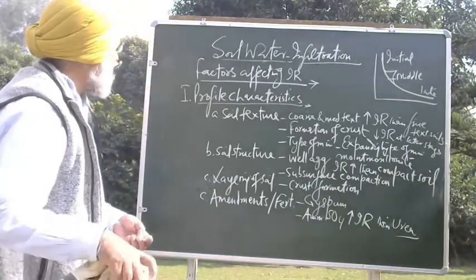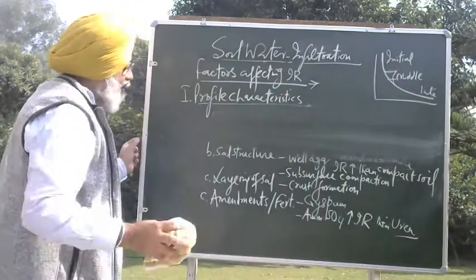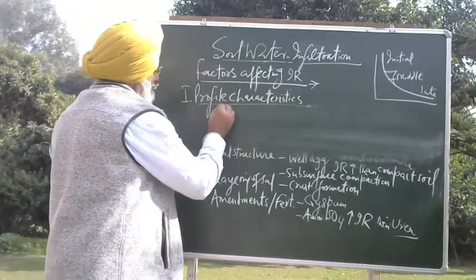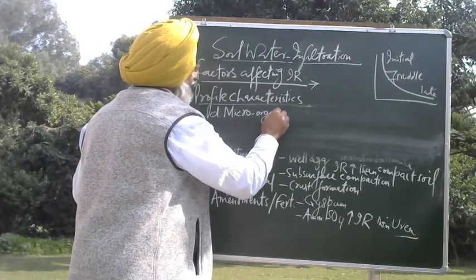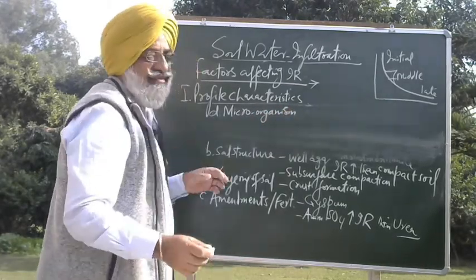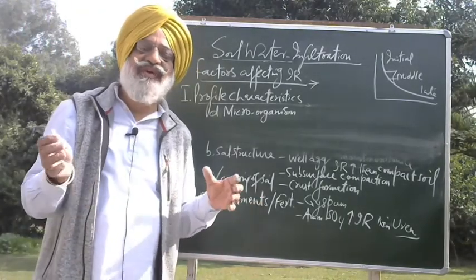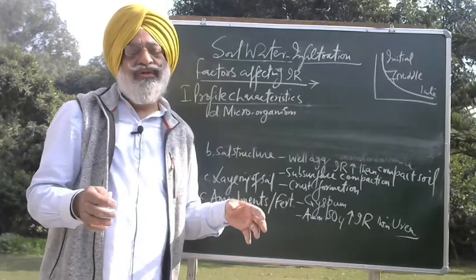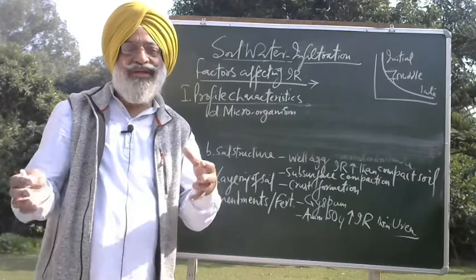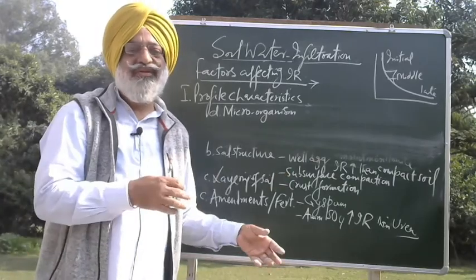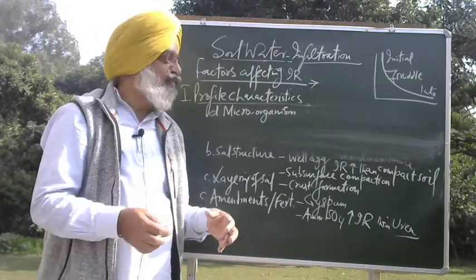Then in the profile characteristics, we have microorganisms. Soil is basically a habitat for millions of microorganisms, and many of these are very important from the nutritional point of view for the plants, for the roots. You know that when we add urea into the soil, it's amide nitrogen, it is converted into ammonical form, then it's converted into nitrate form by certain bacteria.